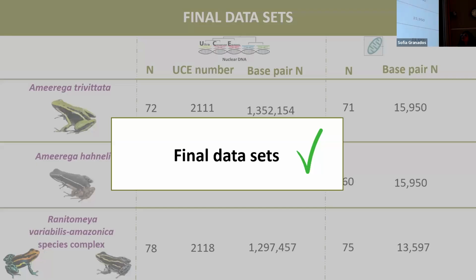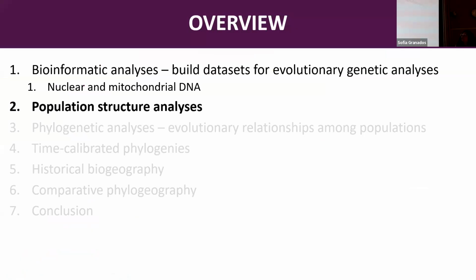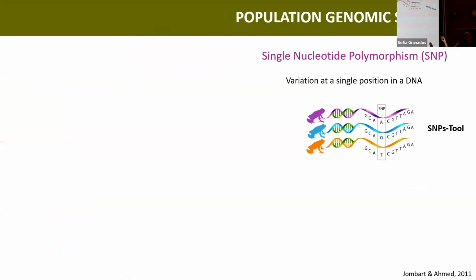So now I am ready. I have all my data sets. Now I can start doing other fun things. The first thing that I did was population genomic structure. I work with single nucleotide polymorphisms, or SNPs, which are variations at a single position in DNA, and these are very useful to characterize genetic diversity in populations.